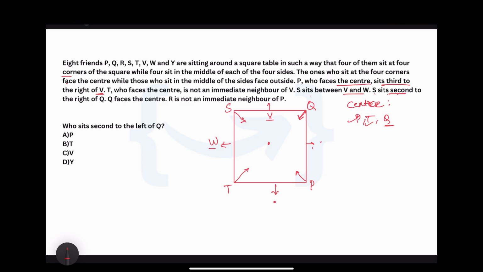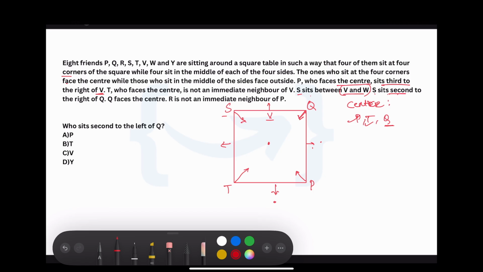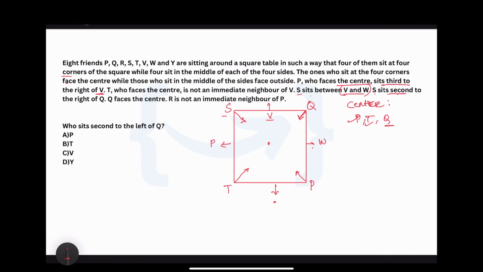So what can I change? I can see the line with S and W. S sits between S and W, but S is here and W here. So I placed something wrong. W should not come here. W should be here and R should come here. And we are left with Y. So Y can be placed here. So we have the respective diagram, which looks like this.